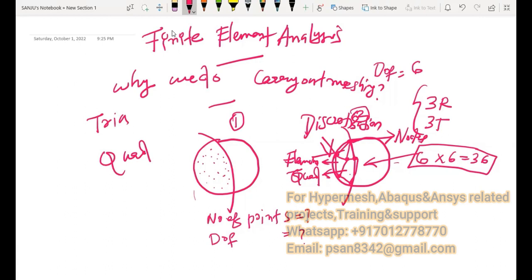So these points are termed as nodes, and the nodes constitute to form the elements. This is one element, this is second element, this is third, this is fourth, likewise. So there would be tria elements and quad elements.